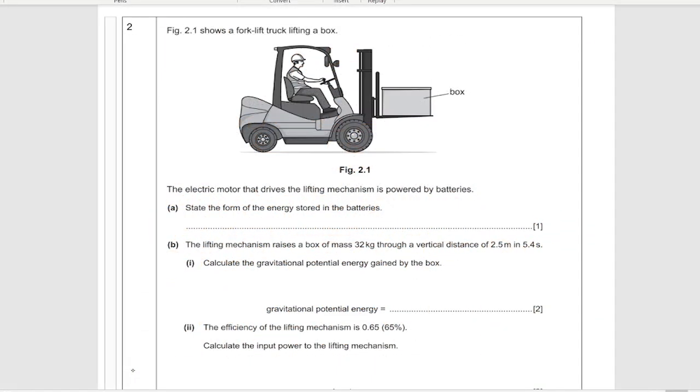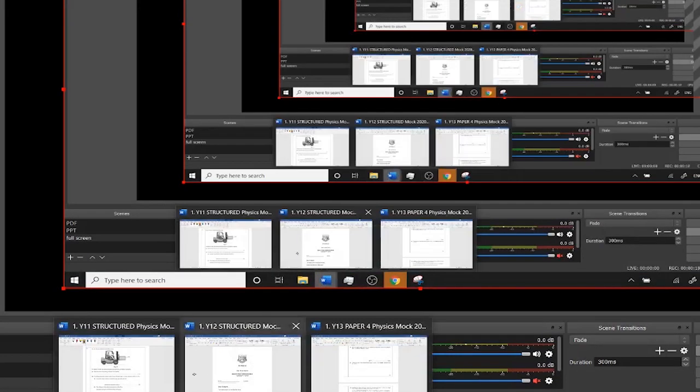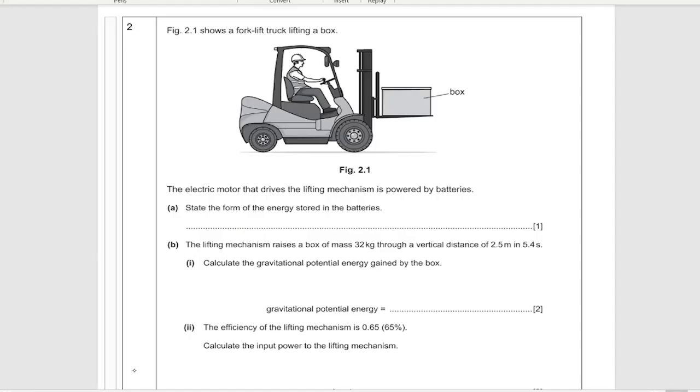Okay, for year 11 structured question two, we have been given figure 2.1, which shows a forklift truck lifting a box. It says the electric motor that drives the lifting mechanism is powered by batteries. State the form of energy stored in batteries. So this is sort of essential facts that we need to recall, different types of energy stores that we can have. And for batteries, we need to recall that that is chemical energy.